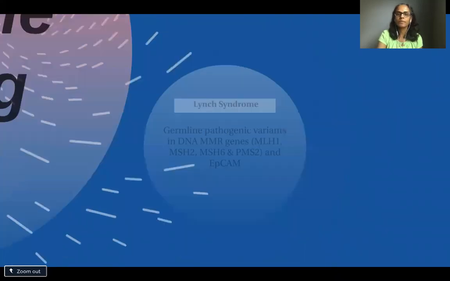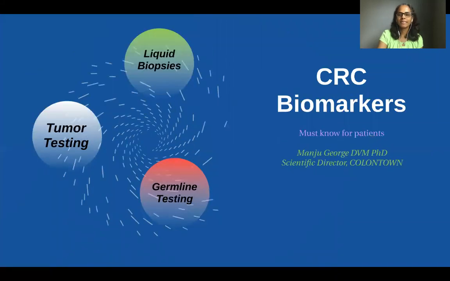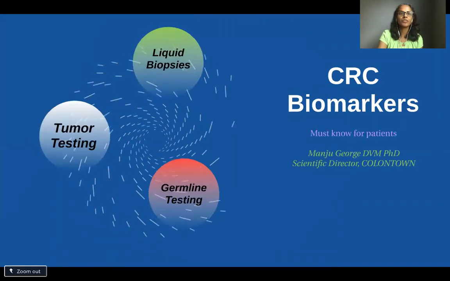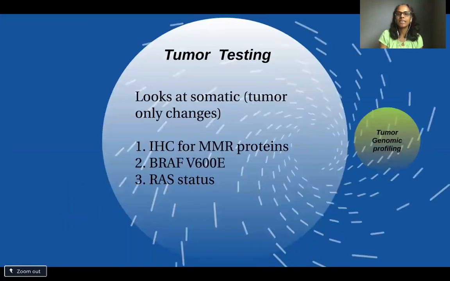So now that we have seen what germline testing is, let's find out what tumor testing is. Tumor testing is for most of us that do not have heritable or inherited colorectal cancer. What we all have is known as sporadic colorectal cancer, and we are concerned about tumor testing. So tumor testing looks at changes in the somatic, which means only in the tumor.